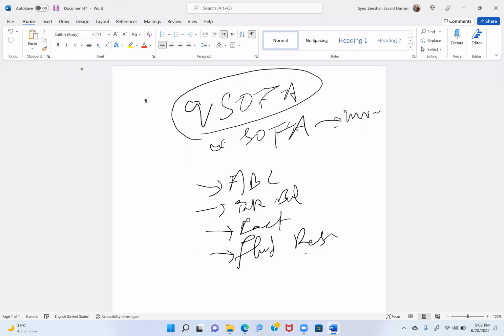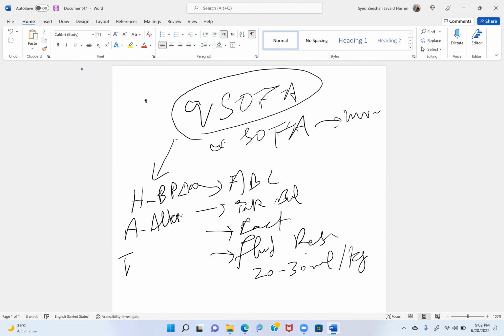Yes, if you allow me, I can add this. There is qSOFA and SOFA. qSOFA is a screening score, and it's based only on clinical things. There are three: HAT. H means hypotension, blood pressure less than 100, A for altered mental status, GCS less than 15, and T for tachypnea, respiratory rate more than 22.